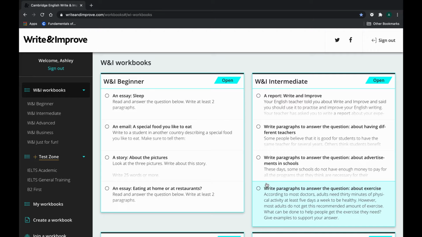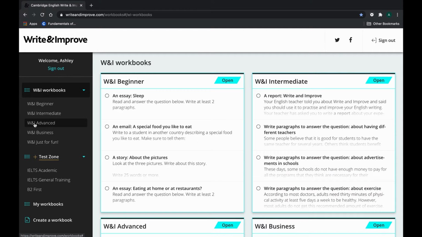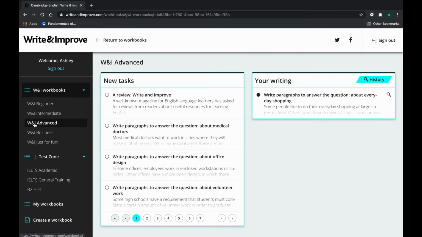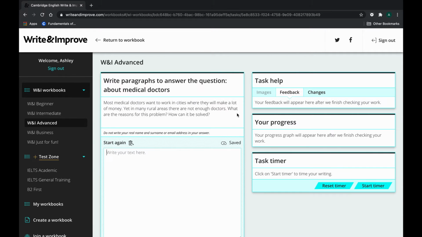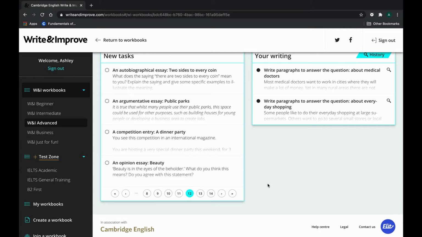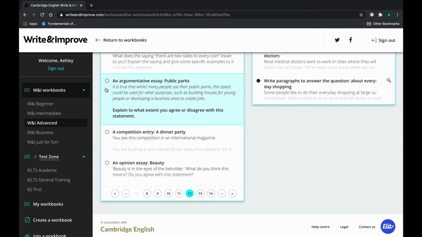The second thing that I'm going to recommend is an online tool called Write and Improve. In the previous episode for reading and use of English, I mentioned a tool called Read and Improve, but there is also a version for writing. So to use this, what you need to do is go to writeandimprove.com, and to practice essay writings, what you need to do is choose either an option that says write paragraphs to answer the question, or choose an option that is a specific essay task.